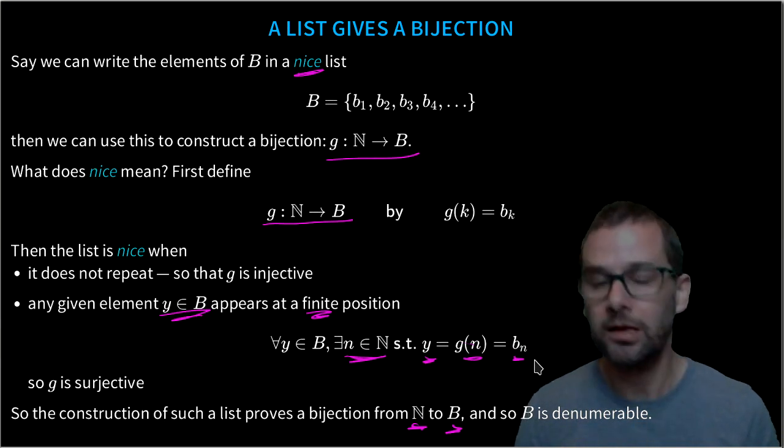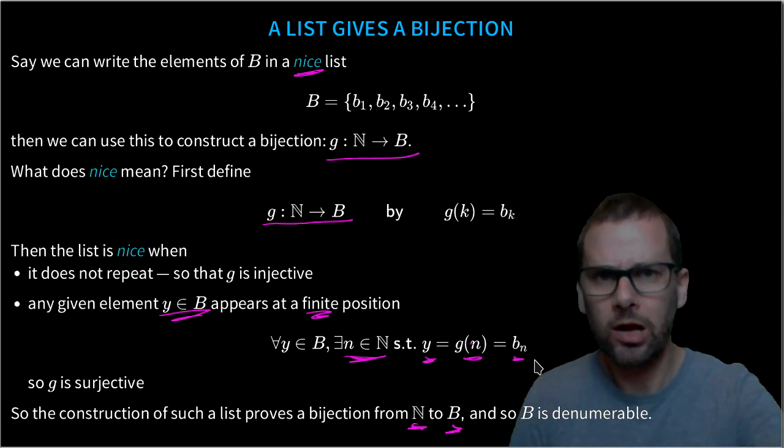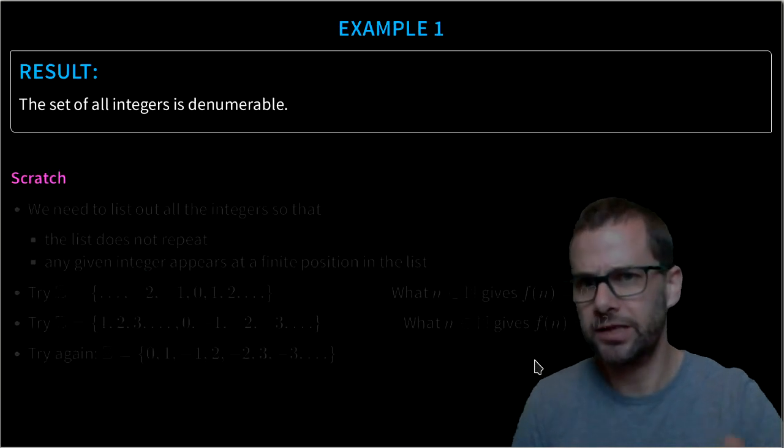And this is much easier, and it gives us the bijection implicitly rather than explicitly. This will help us prove a bunch of results. So let's see it in action.